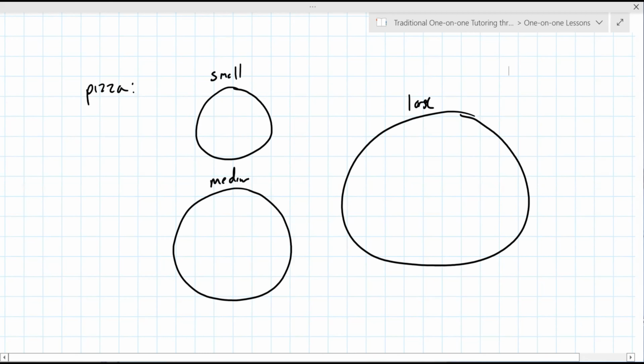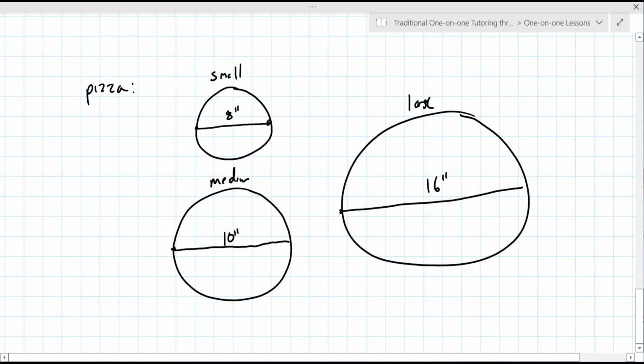Okay. Now you may go to some pizza place and they might say a small pizza is an 8-inch diameter, and the medium pizza might be a 10-inch diameter, and a large pizza might be a 16-inch diameter. Have you ever seen that before? Kinda, yeah.